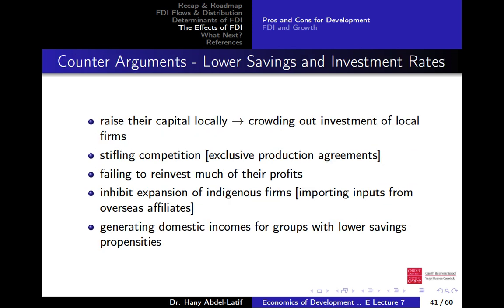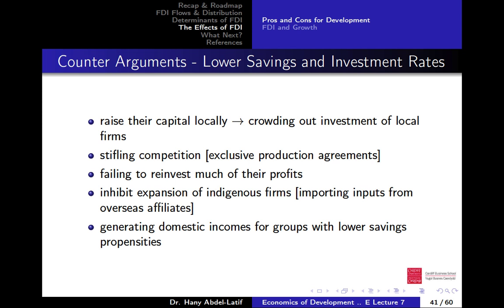So there are also counter arguments, okay? Some of these arguments say that actually FDI may lead to lower savings and investment rates. How does this happen? If they raise capital locally, if a foreign investor comes to a developing country and borrows money from the domestic banks, then they didn't bring real capital with them, okay? They compete with other investors on those resources. So some of them raise their capital locally from those economies, and that way they crowd out investment of local firms, because they compete with local investors on these resources. That's one way, so that's how a lower investment rate arises: they crowd out or drive out local investors.